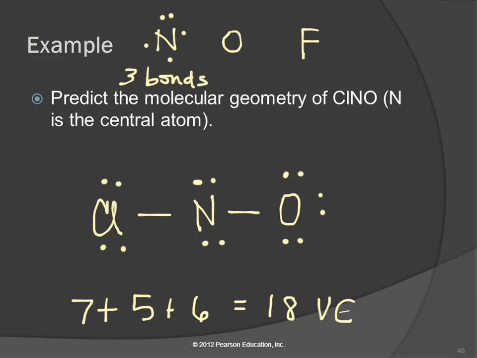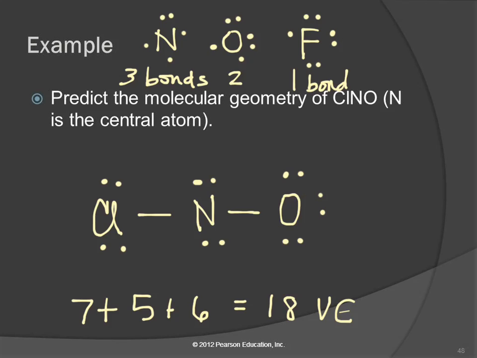How many valence electrons does oxygen have? 6. 1, 2, 3, 4, 5, 6. Oxygen has 2 unpaired electrons. It tends to form 2 bonds. Fluorine has 7 valence electrons. So it has 1 unpaired electron, and it tends to form 1 bond. Fluorine, chlorine, bromine, iodine, all the halogens have 7 valence electrons. They all have 1 unpaired electron. They tend to form 1 bond.